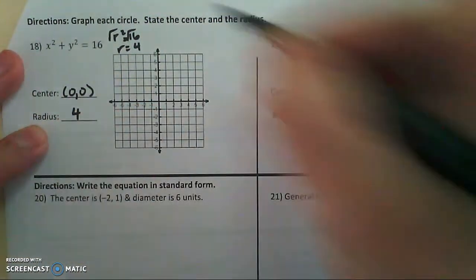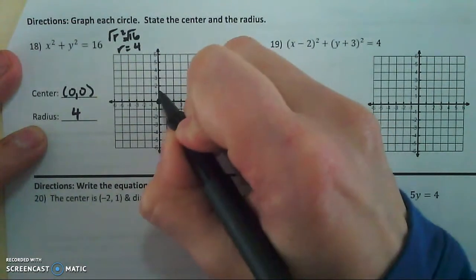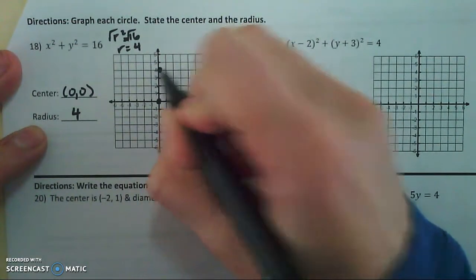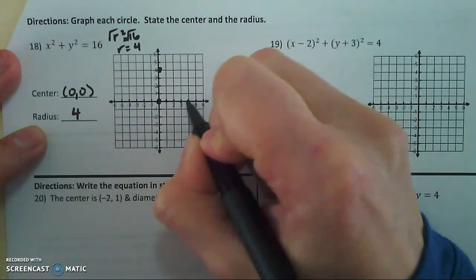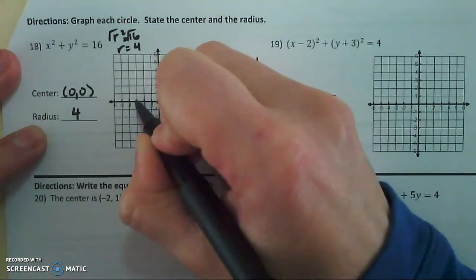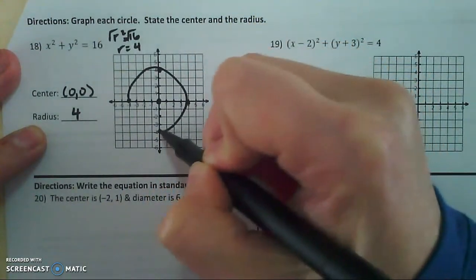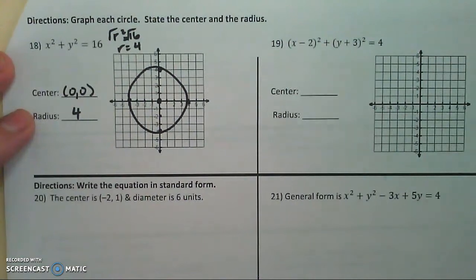So if we were to graph it, graph your center at 0, 0, and then you're going to count 4 in all 4 directions: up, down, left, right. And then do your best to connect it to look like a circle.